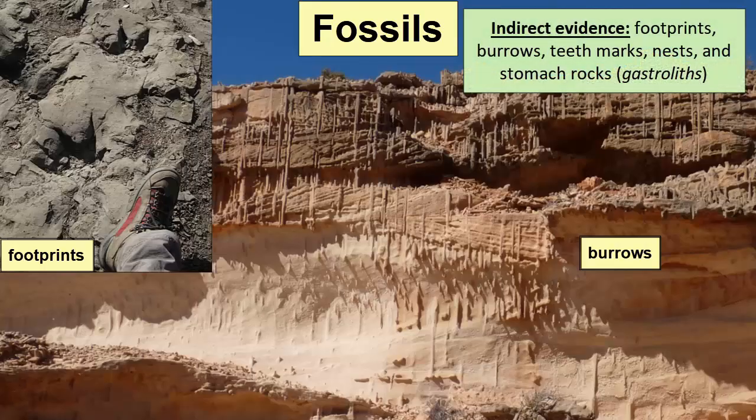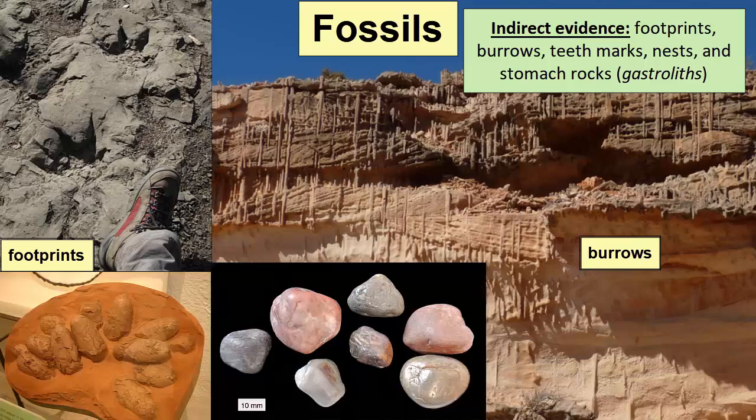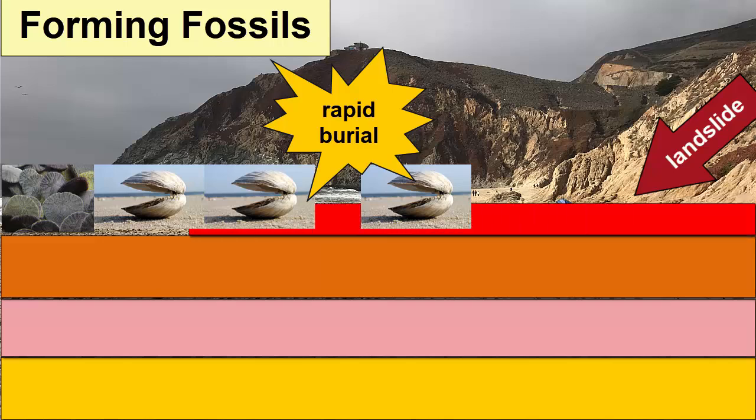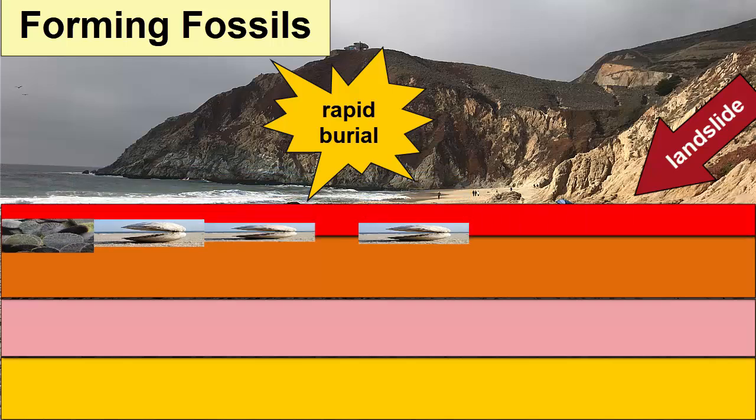Indirect fossil evidence includes footprints, burrows, teeth marks, nests, and stomach rocks known as gastroliths. Evidence that an organism was in the area, but very little about its structural shape. To form any of these fossils, we first have to rapidly bury the dead organism or its indirect mark, and thus preserve it in rock layers at depth.